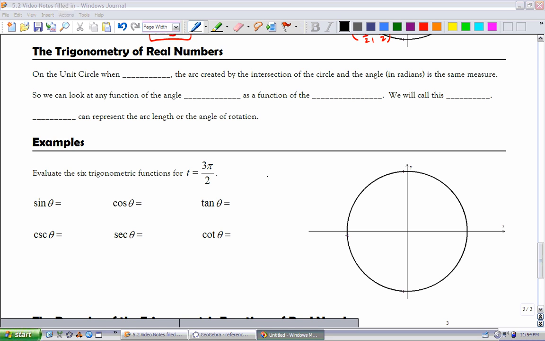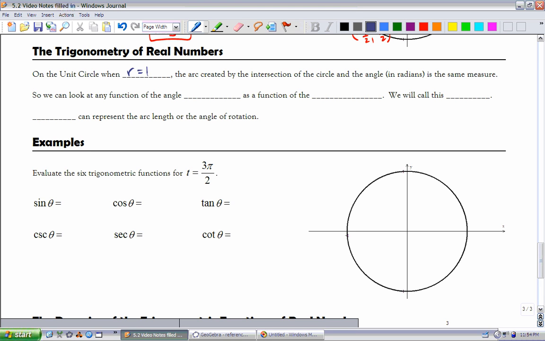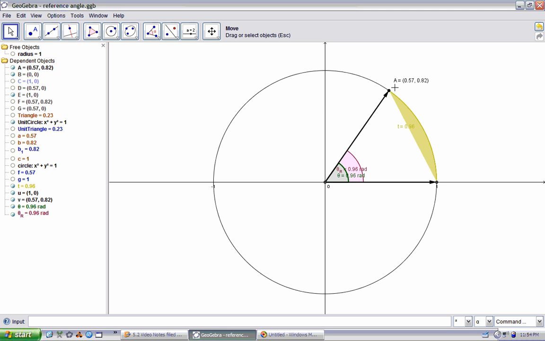Okay, to finish up this section, we're going to look at the trigonometry of real numbers. On the unit circle, when the radius equals 1, the arc that's created by the intersection of the circle and the angle are the same in measure. I should put this as R. The same in measure. Now, let me just show you that real quick here.